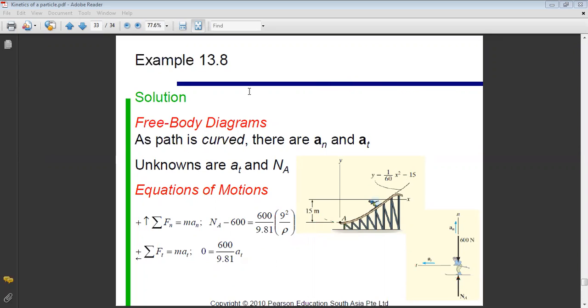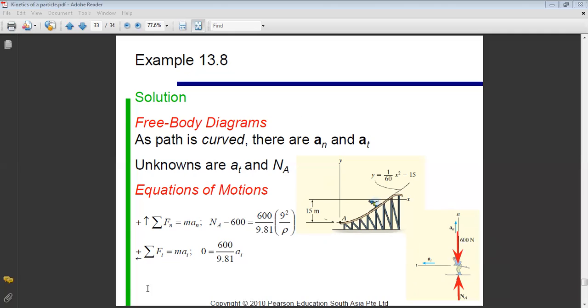Okay. So, as you can see here, we represented the free body diagram. You have the weight, the normal reaction, and these are your UT and UN. So now we are ready to write the equations along UN and UT.